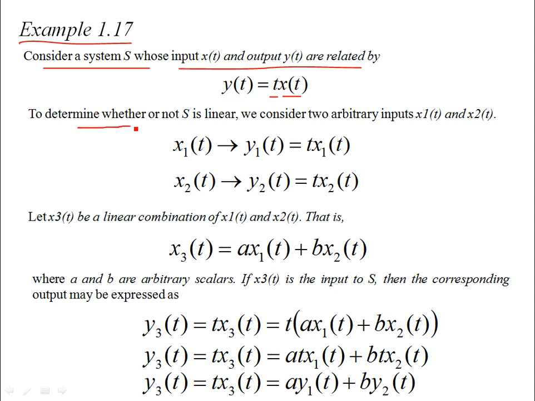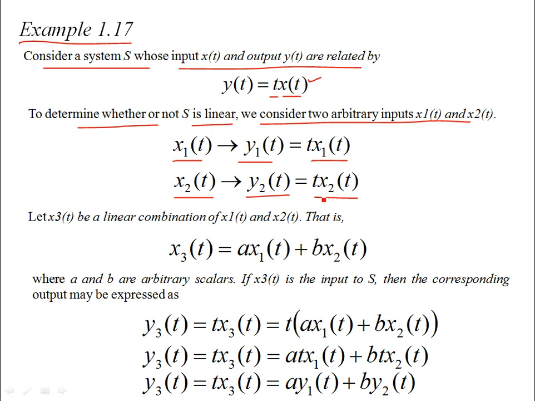To determine whether S is linear or not, we consider two inputs. Say that x1 yields y1. When x1 is applied to the system, we have an output y1, which is t x1 of t. Similarly, we have another input x2, which leads to y2, which is t x2 of t. Note that you don't have t1 or t2. Why? Because your input is x of t, not t. So y1 is due to x1.